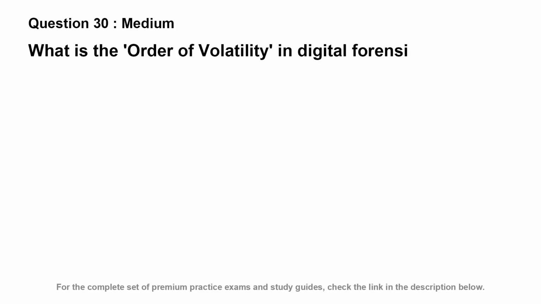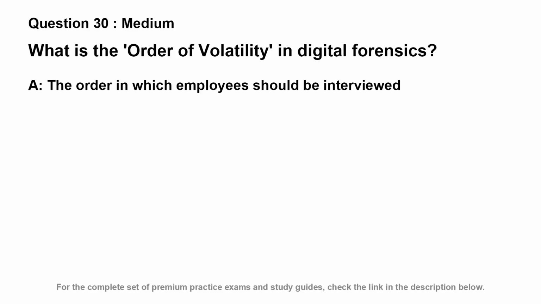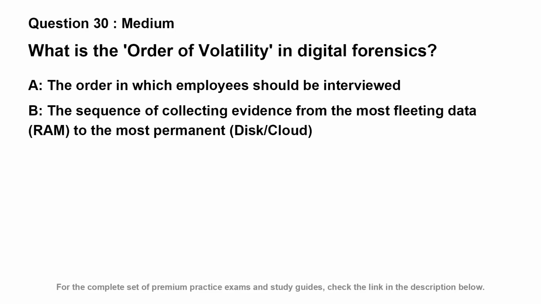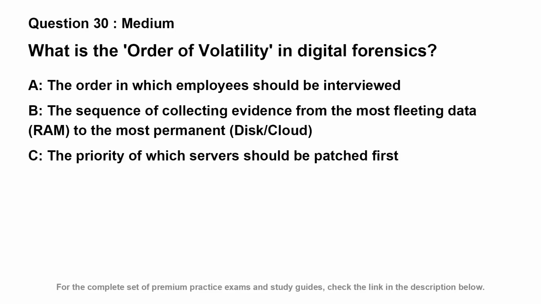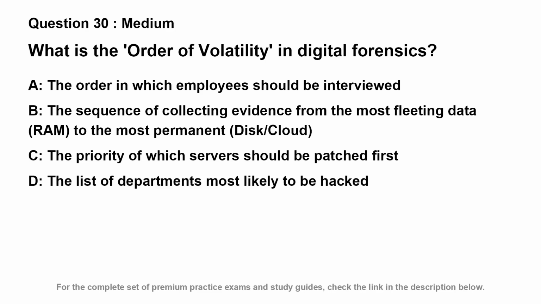What is the order of volatility in digital forensics? Option A, the order in which employees should be interviewed. Option B, the sequence of collecting evidence from the most fleeting data, RAM, to the most permanent, disk/cloud. Option C, the priority of which servers should be patched first. Option D, the list of departments most likely to be hacked.